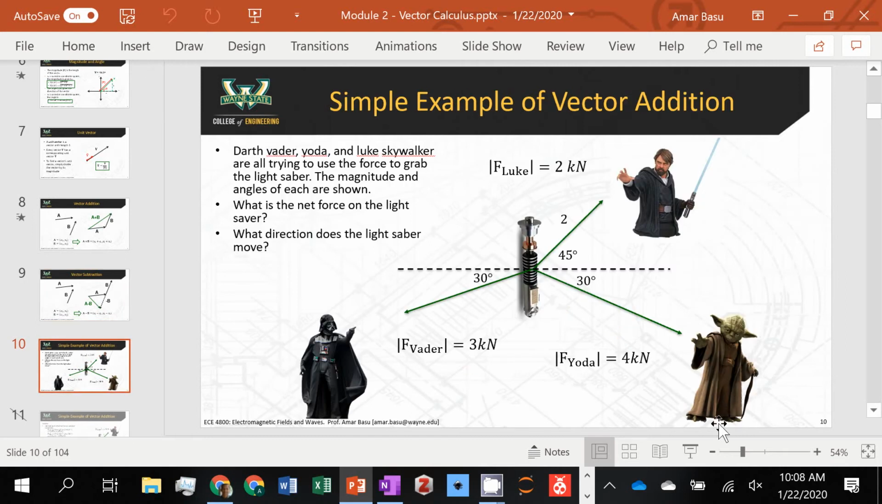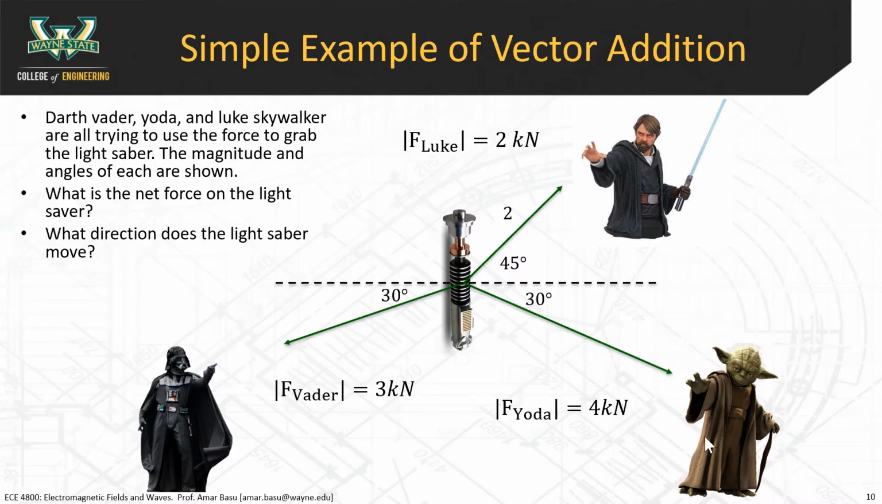This is a simple example of vector addition, and just to keep this lecture from being a little less boring, I put my favorite Star Wars characters in here. Let's say that there's a lightsaber, and you have Darth Vader over here. He's pulling the lightsaber using the force at a 30-degree angle, and he's pulling it with a force of 3 kilonewtons. And then suppose Yoda over here. Yoda is the Jedi Master, so he can pull with a greater force. He's also pulling at a 30-degree angle with respect to the horizontal over here, but he is pulling with a 4 kilonewton force. And then we have Luke.